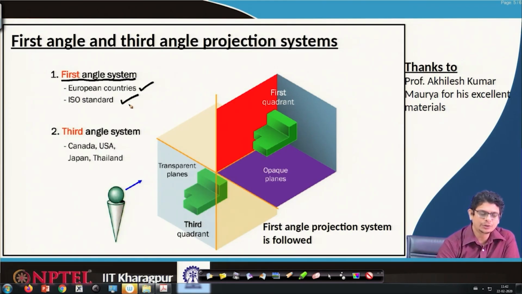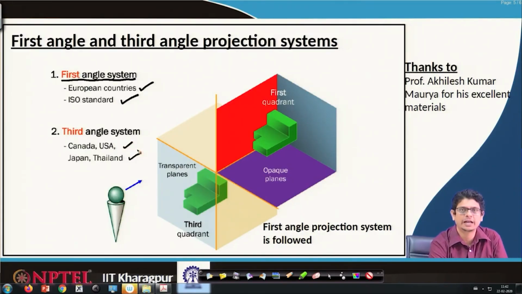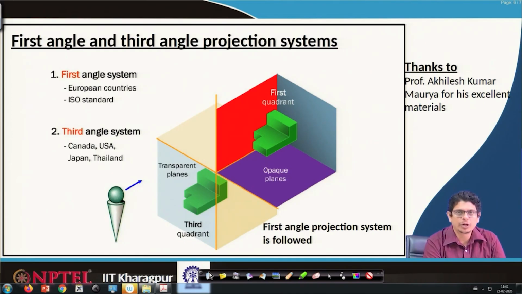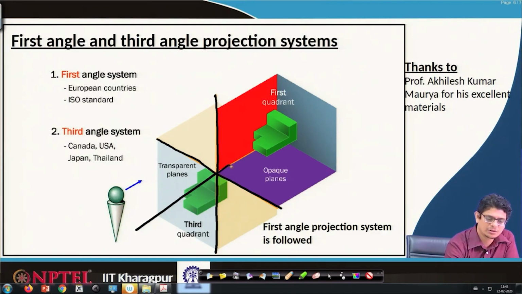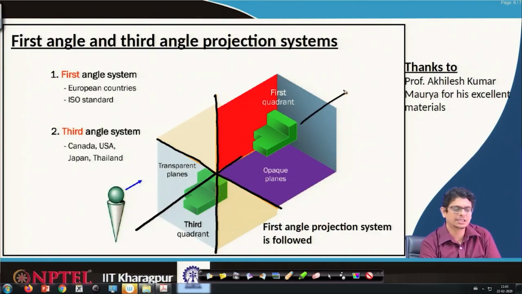In earlier days, the third angle system used to be quite popular, especially in Canada, USA, Japan, Thailand; these countries go with the third angle system. To know more about the first angle projection system or third angle projection system, first of all draw a three-dimensional quadrant system. Let us consider these are the axes which are going to define whether something is in the first quadrant or second quadrant or third quadrant.